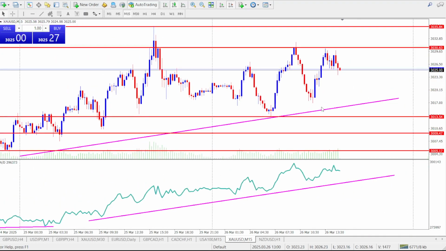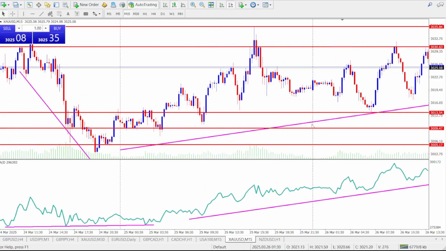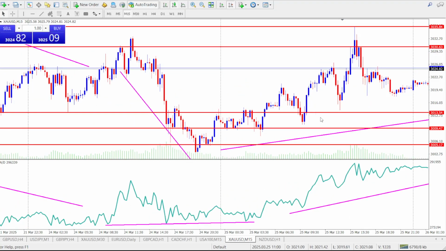And then of course, like I already mentioned, in terms of spotting divergences, if price is making higher highs, but the AD line is not confirming this with a rise, then it's a sign of weakness in the trend. Likewise, if the price is falling and the AD line is rising, it could signal a potential reversal.